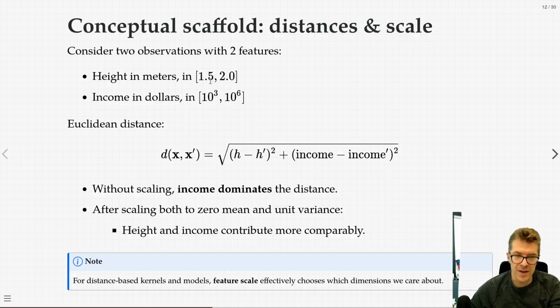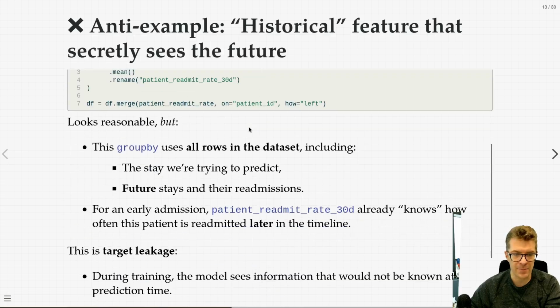After scaling, both height and income are going to be represented not in meters and dollars anymore, but in some non-unit. But the mean of this non-unit will be 0, and the variance will be 1. And then therefore height and income will contribute more comparably to the distance, which is potentially part of our kernel function. We've talked about this quite a bit already, but it's worth mentioning again and again.